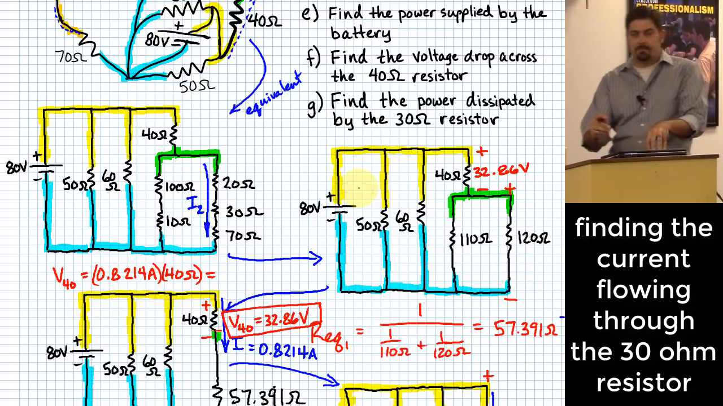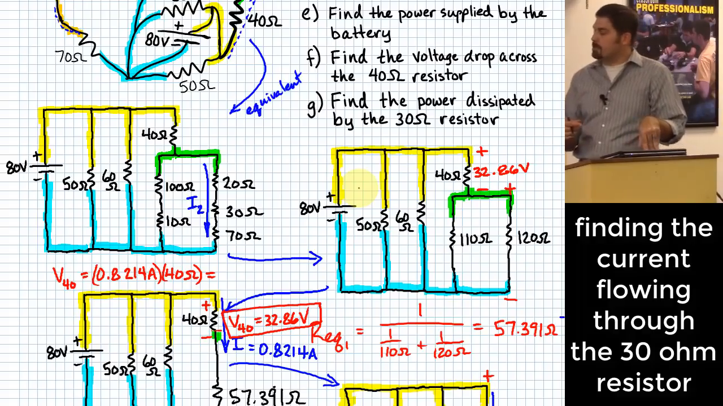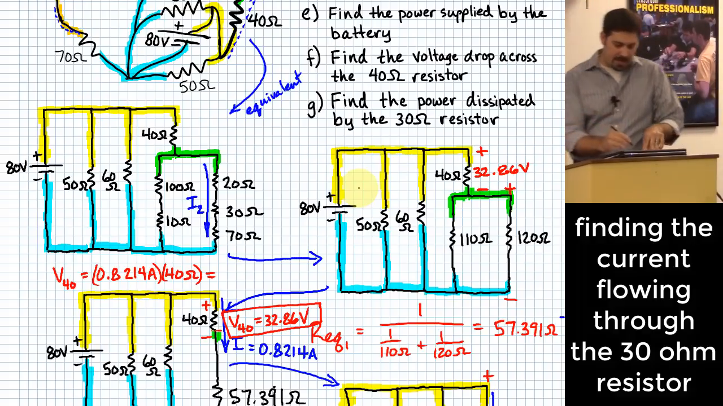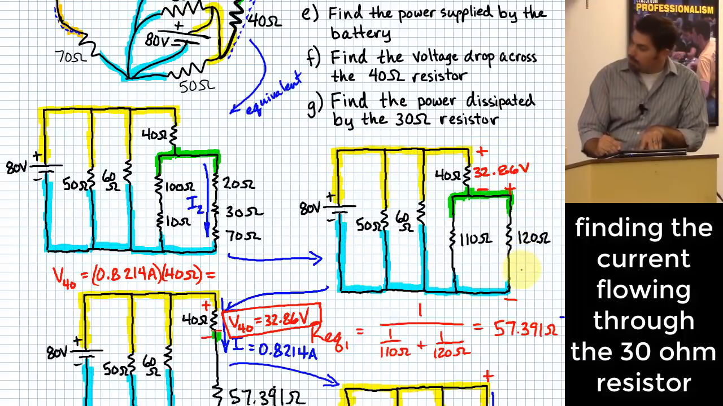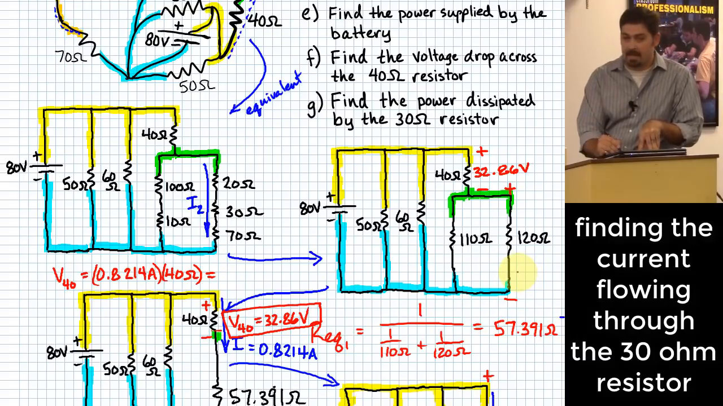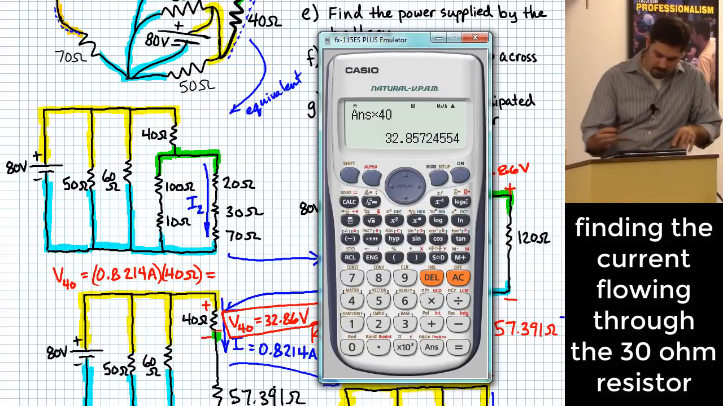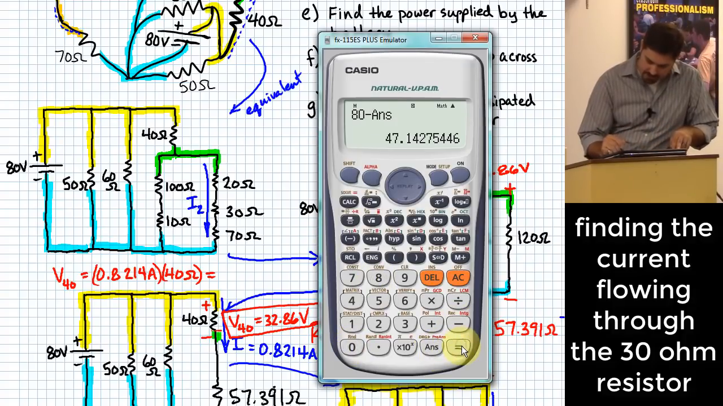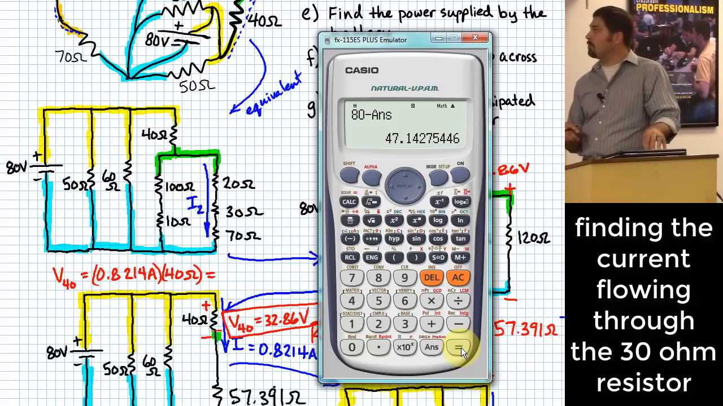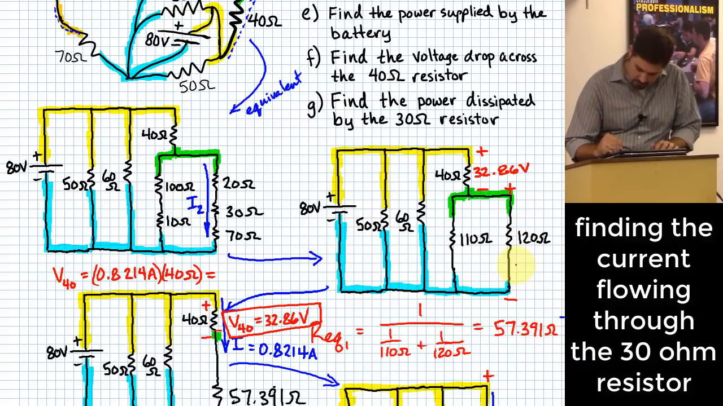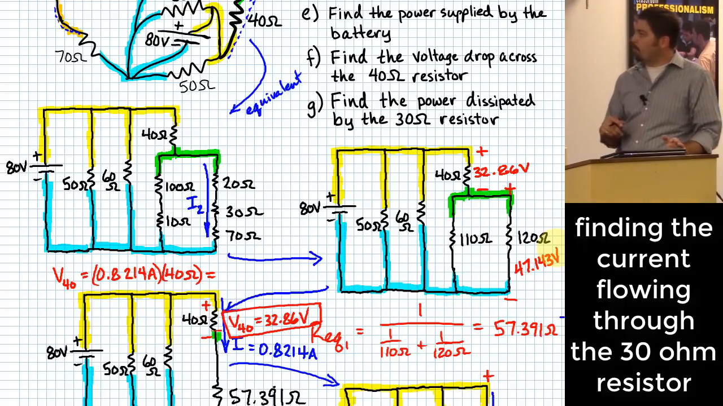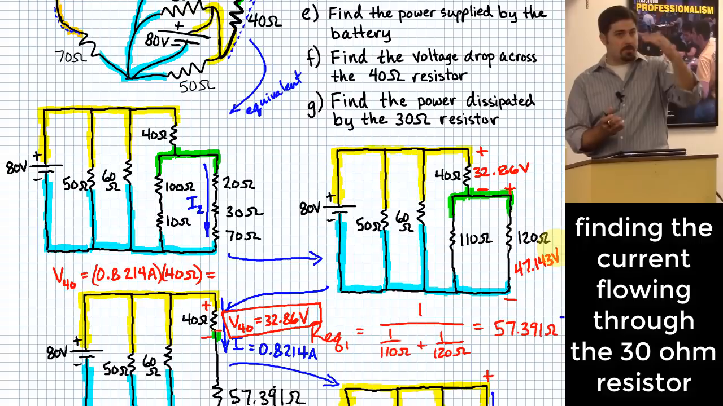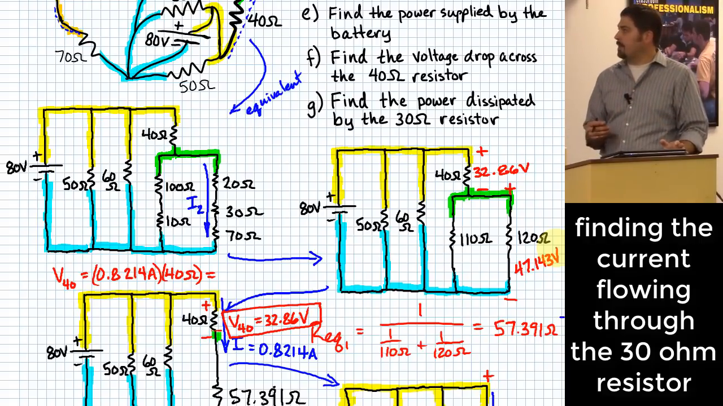And what did we learn last time? The sum of voltages around any closed loop in a circuit has to be 0. We have an 80 volt rise with a 32.86 volt drop. What are we left to drop on the 120 ohm? 80 minus that answer gives us 47.143 volts that will drop on that leg. And by the way, that's the same voltage that will drop across the 110. Same voltage across the 110 as across the 120 right there.